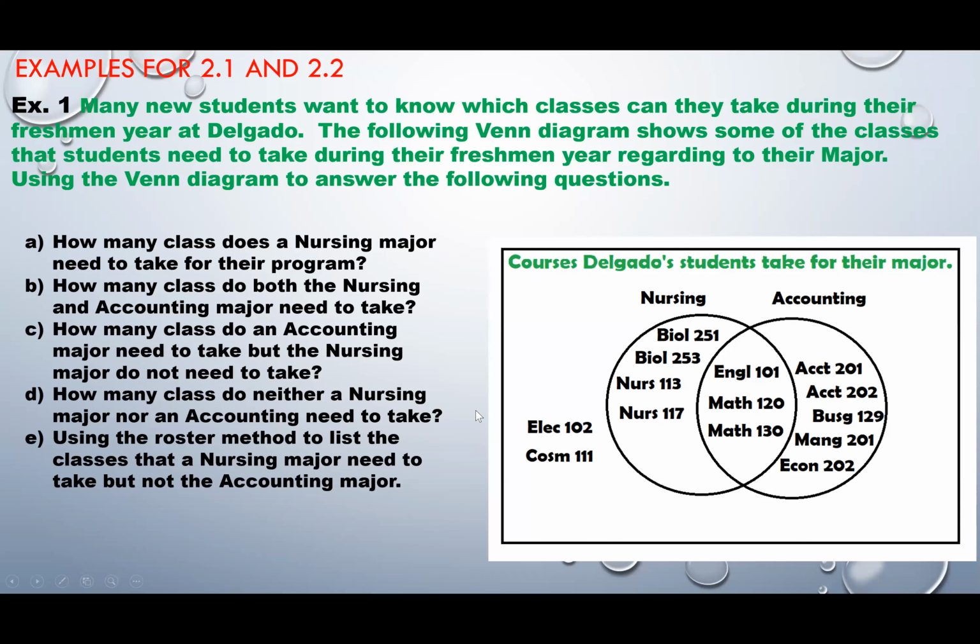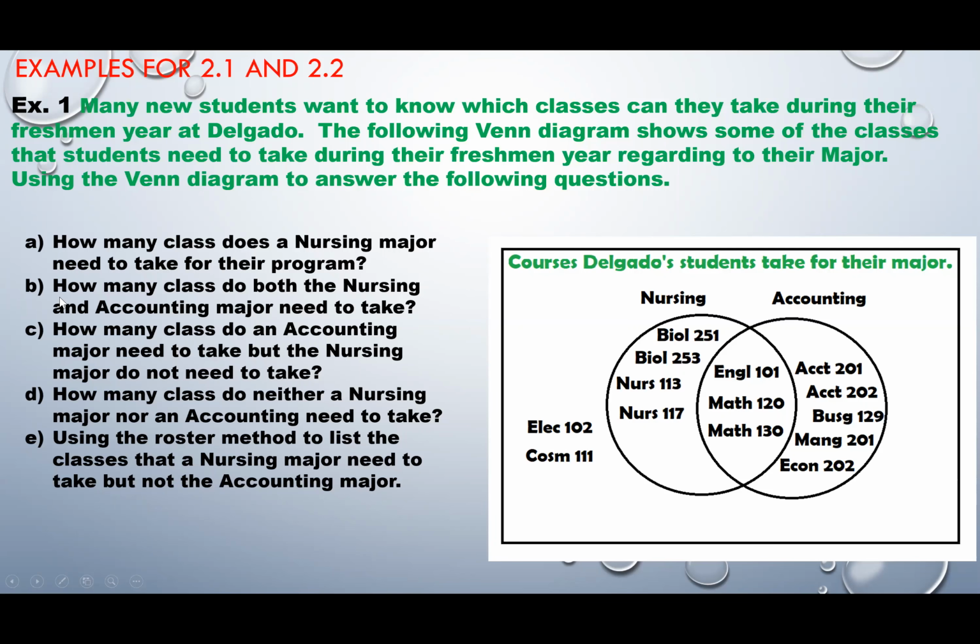Looking at this, they ask you, A, how many classes does a nursing major need to take for their program, right? They don't ask you to list each individual class. They just ask you to give them how many classes they need to take, right?